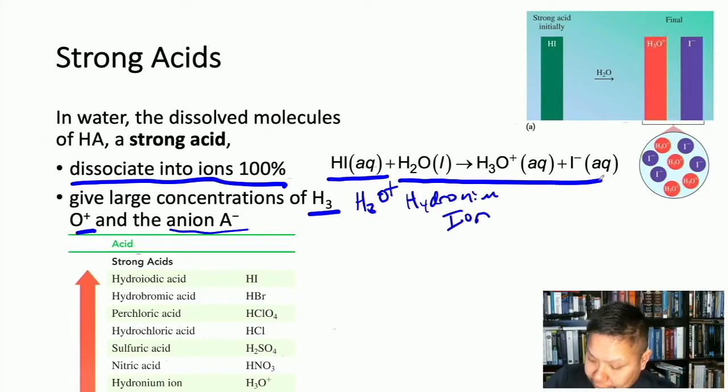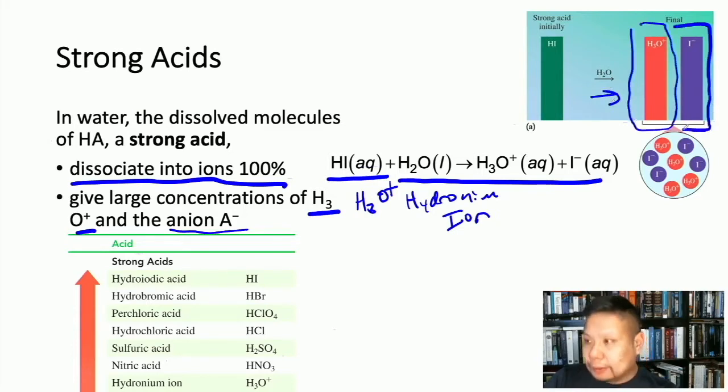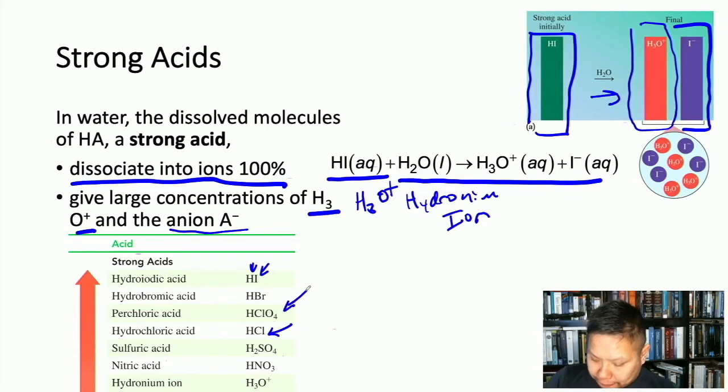You can see in this graph that when it dissociates, 100% of it becomes hydronium and iodide ions, and none of it remains as hydrogen iodide. So this is just a list of strong acids. A lot of them are binary acids, or acids that have just hydrogen and one other anion. Hydrogen iodide is a strong acid. Hydrogen bromide, or hydrobromic acid, is also a strong acid. Both of those are binary. Hydrochloric acid, another binary acid, is very strong as well. But you also have some polyatomic acids here, like perchloric acid, sulfuric acid, and nitric acid, and they are also very strong.